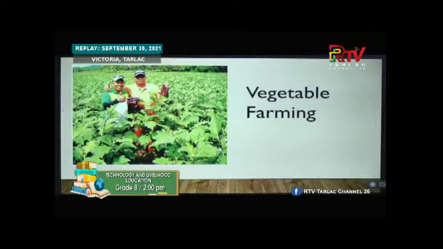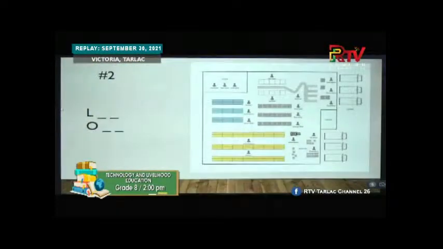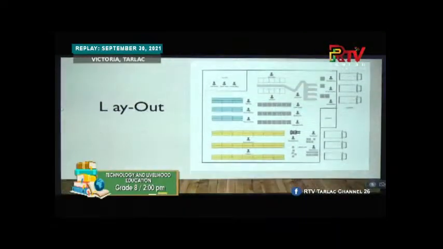How about the second picture? It has 2 words and begins with L and O. Both of the 2 words are composed of 3 letters. What is the answer? Yes, you are right. The answer is layout.